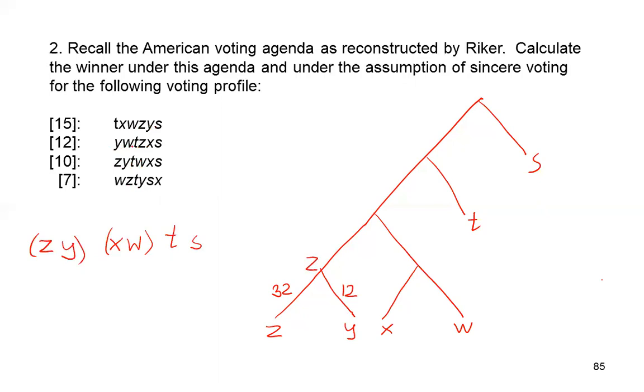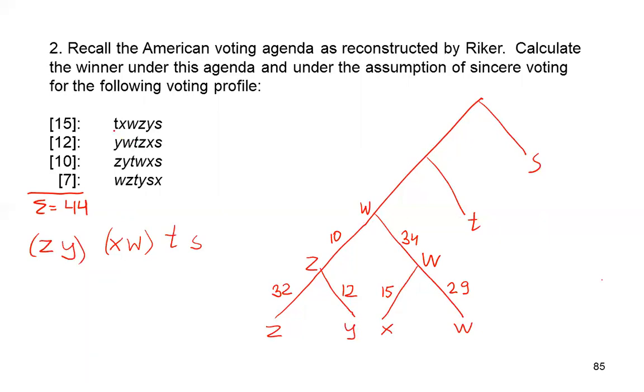X against W. XW, WX, WX, WX. So XW 15 votes and W gets 29 votes. The total number of votes is 44. So W is the winner. Now we have Z against W. WZ, WZ, ZW, WZ. So only ZW once, 10 votes, and 34 for W. So W is the winner.